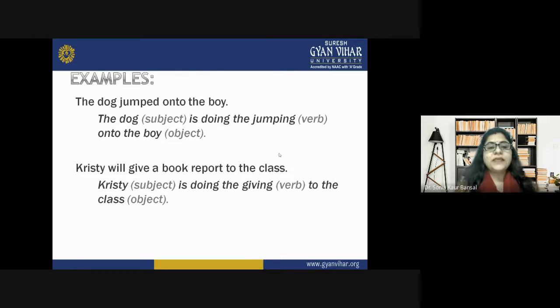Now there are some other examples. Just have a look at them. The dog jumped onto the boy. The dog is the subject, doing the jumping, and that is the action verb. Onto the boy, that is the object. Then, Christy will give a book report to the class. Christy is the subject, doing the giving. Giving is the verb here. To the class, and class is the object. So that means subject, verb and object are arranged in the sentence in a very natural, normal way, and the verb is actually giving some work to the object. That is how active voice is in its very natural form.